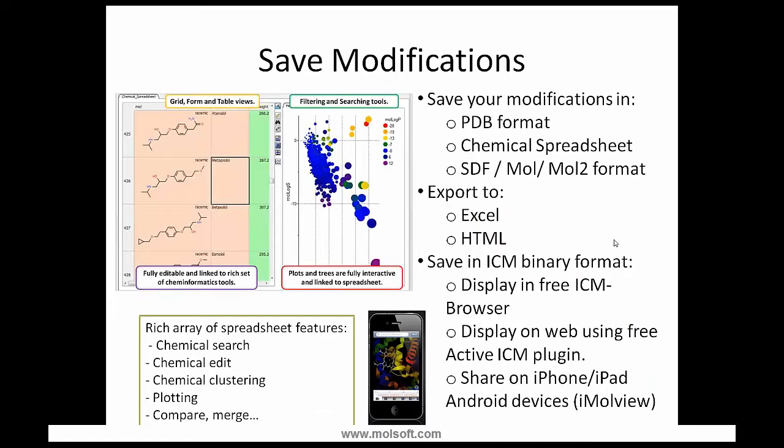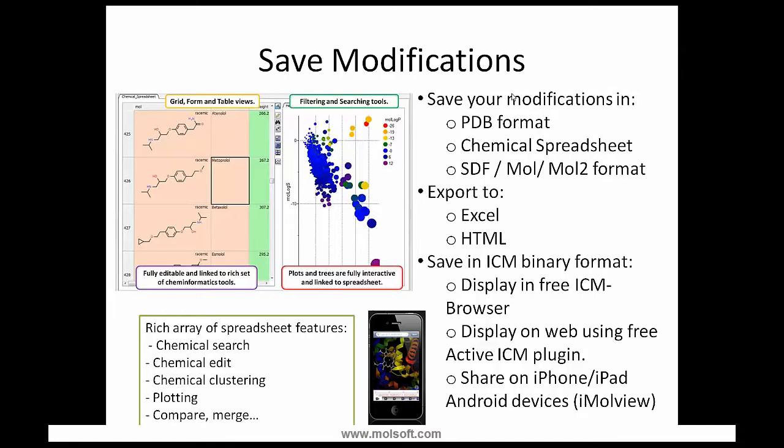So once you've made a modification, you can save your modification in the protein form, with the ligand and the receptor in PDB format. What's the most common way is you make a modification, you like it, you're not sure if it's 100% what you want, but you want to go back to it, so you can just store its 3D coordinates in a chemical spreadsheet, or you can write it out into SDF, MOL2 format.